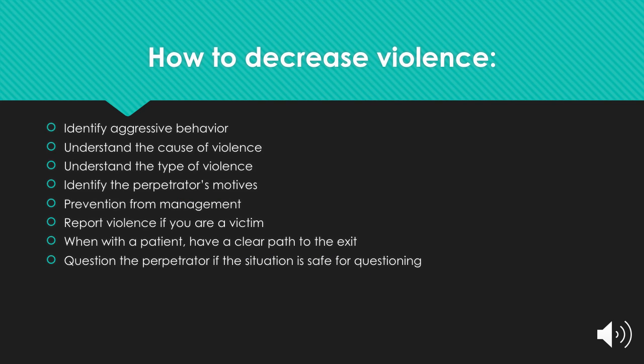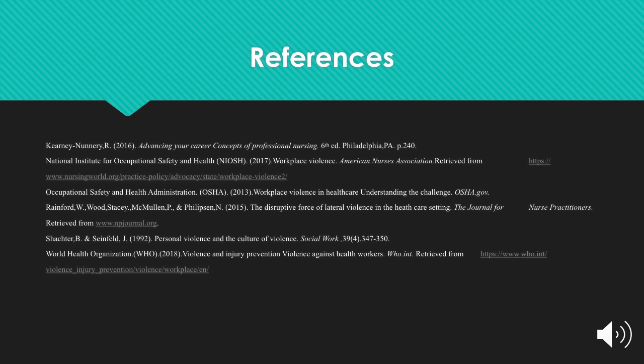Ways to decrease violence include identify aggressive behavior, understand the cause of violence, understand the type of violence, identify the perpetrator's motives. Prevention from management is very helpful. Report violence if you are a victim so that the situation can be rectified. With a patient, have a clear path to the exit. Question the perpetrator if the situation is safe for questioning, and always make sure that someone's with you if you are questioning a perpetrator. Please note the references that I use within the slideshow presentation.